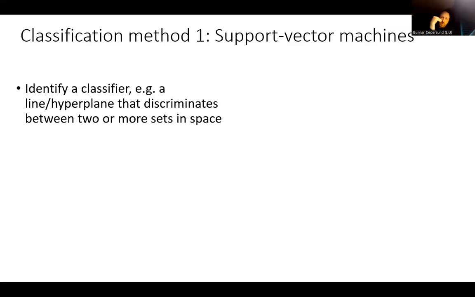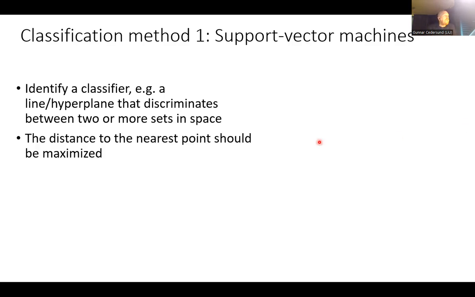So typically what you do is that you identify a classifier, which is either a line or a hyperplane if you're in higher dimension, or some kind of other surface that discriminates between the two areas where you have one type of, one category, one class, and the other class. And when you choose this classifier, then you want the point that is the nearest to this plane that distinguishes between the two areas to be as far away as possible from the plane.